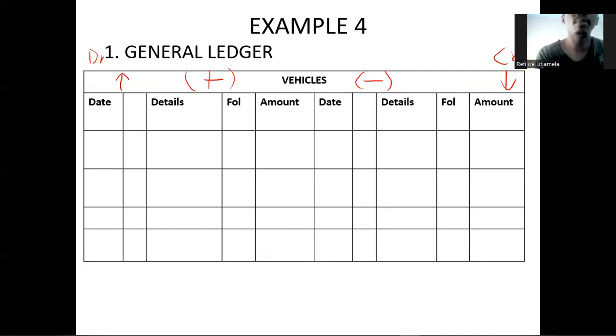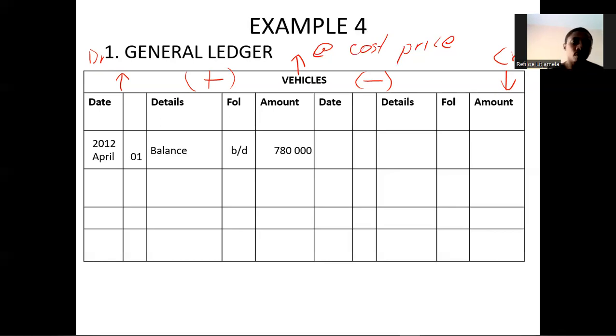And remember that a vehicle or any asset account will go up or down at cost price. So this vehicle will go up at cost price, which is the original cost price we recognize on that specific asset. We will start with the balance first. The balance of vehicles at the beginning of the year, which is balance brought down, will be 780,000.